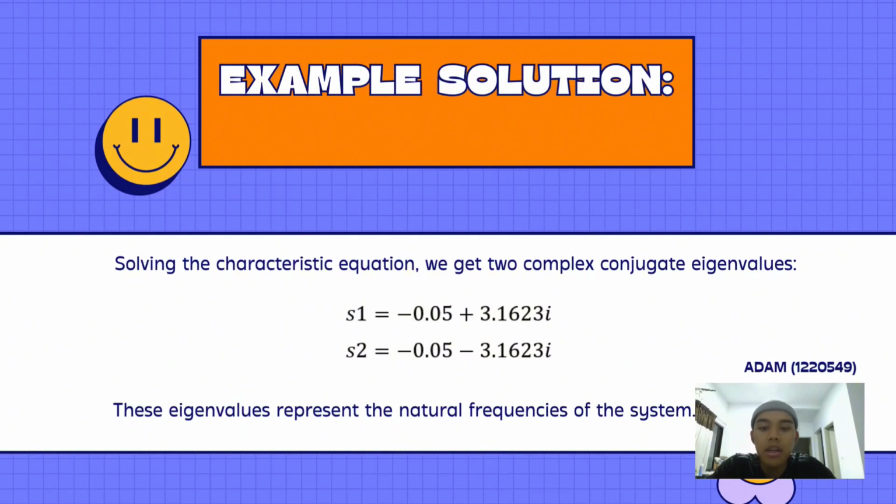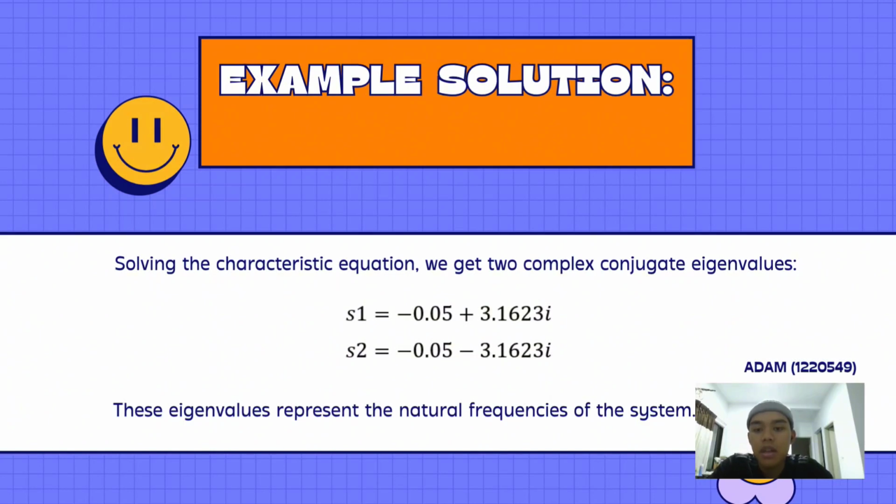The real part, negative 0.05, represents the damping effect on the system, while the imaginary part, positive 3.1623i, denotes the oscillatory nature of the response. The third one is the natural frequency, where the imaginary part of the eigenvalues, positive 3.1623i, corresponds to the frequency of oscillation. In this context, the natural frequency associated with the system is approximately 3.1623 radians per second.